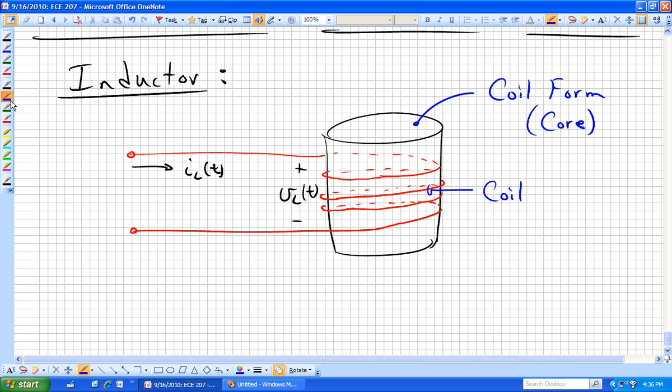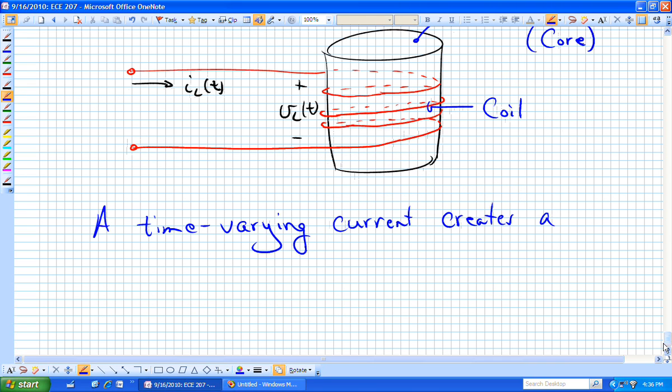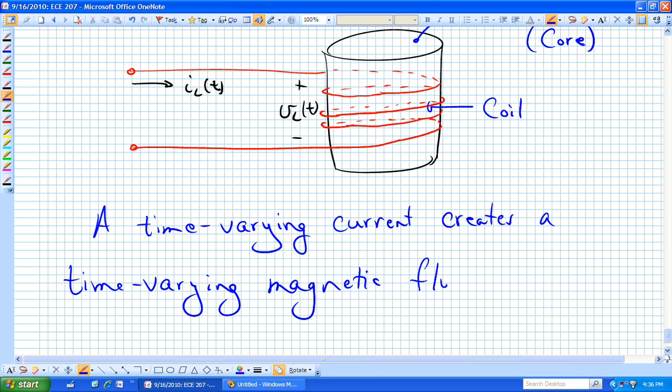If we now apply a time-varying current to that configuration, where we have this wire wrapped around a coil, or a coil form, a time-varying current creates a time-varying magnetic flux, or you could think of this as now a magnetic field.